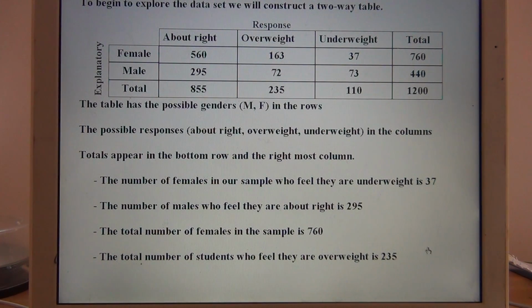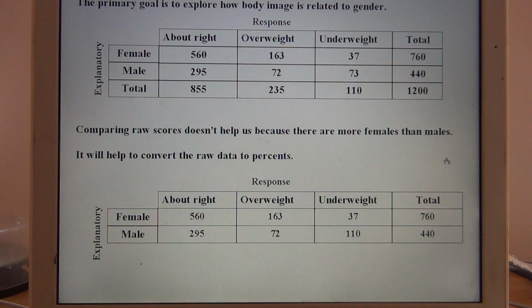So, fairly easy to interpret that table. However, one of the problems with that is that there are more females in the study than males, and so just looking at the raw data doesn't quite help us that much. So it would be nice if we could change that data to percents. So let's see what we can do.